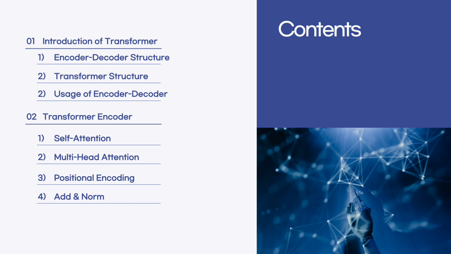As I mentioned, the Transformer consists of two different parts, encoder and decoder. For this week, I just want to tell you the details about the encoder and its structure. There are four different parts in the encoder: the first one is self-attention, then multi-head attention, positional encoding, and the add-and-normalization part. Then let's look over the introduction of Transformer.